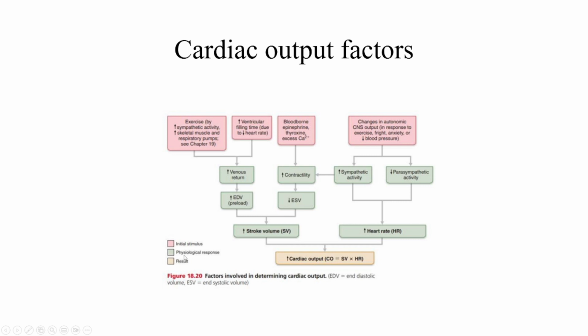Let's imagine our friend running on the treadmill again. So you've got exercise up here. Let's say, for example, that he's running on the treadmill, like I said before. So the increase in this would lead to an increase in venous return, which would lead to an increase in EDV, leading to an increase in stroke volume, and ultimately leading to an increase in cardiac output, just because he's exerting himself pretty heavily.